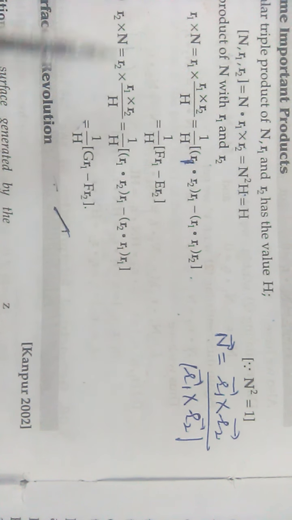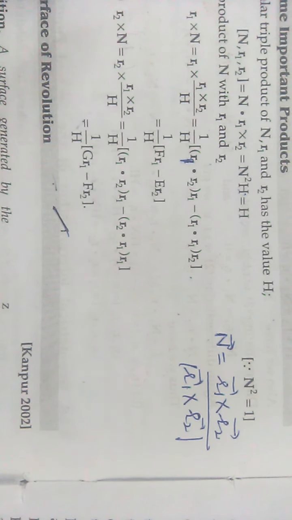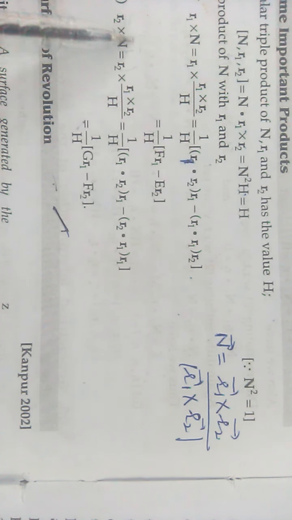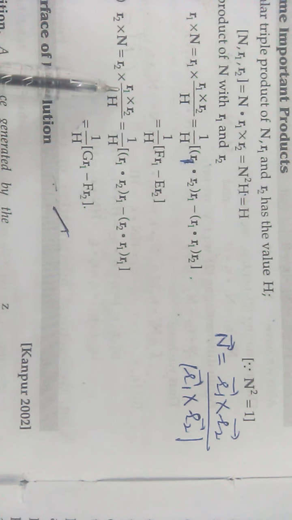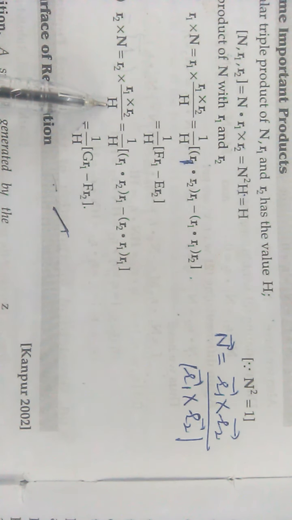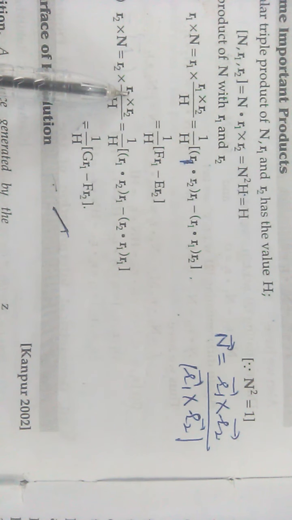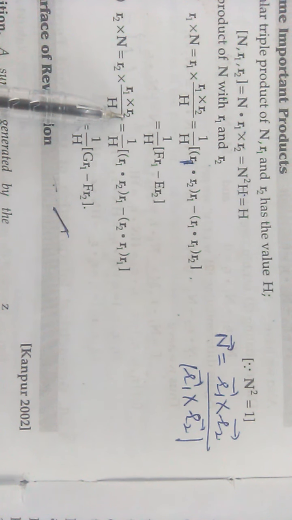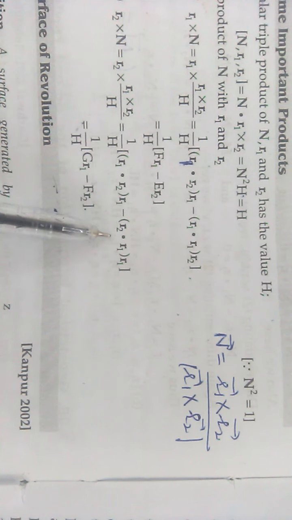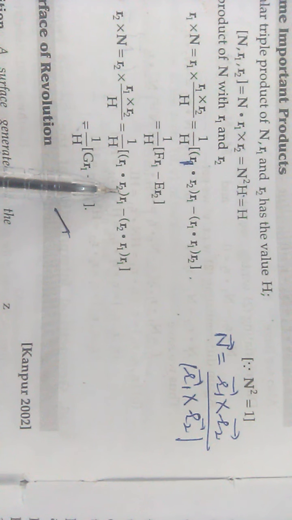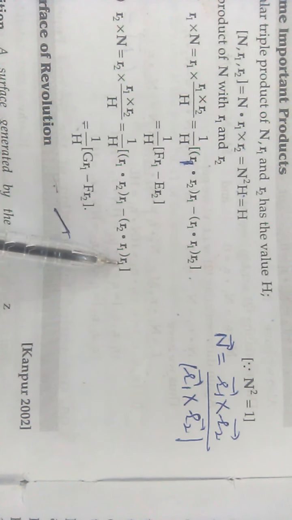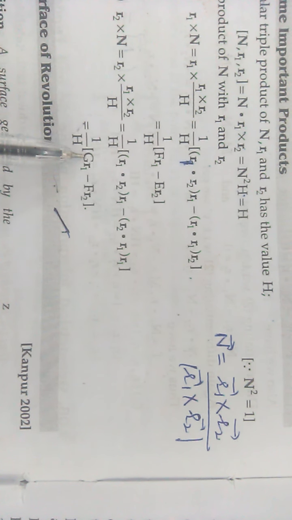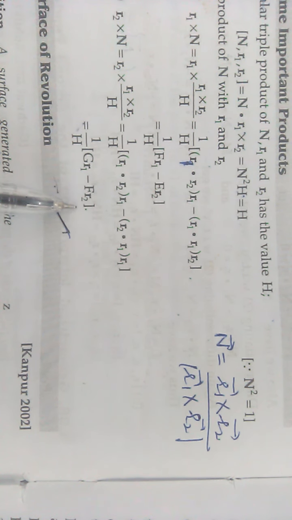In the same way, we can find the formula for the cross product of vector n and vector r2. Again, by using the definition of the normal unit vector n, which is r1 cross r2 divided by h, and using the definition of vector triple product for the three vectors, vector r2, vector r1 and vector r2 here, and substituting the values of r1 dot r2, which is g, and r2 dot r1 here, we get 1 by h into g r1 minus f r2.